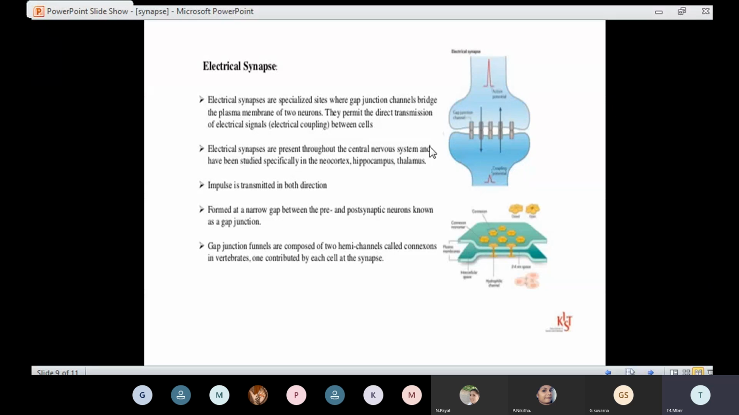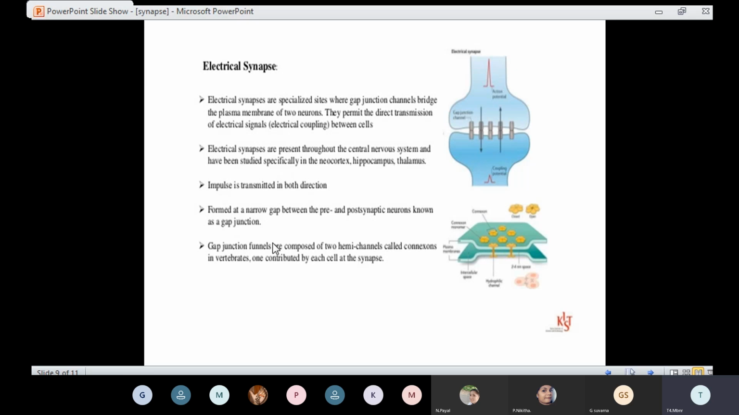In this type of synapse, the impulse is transmitted in both directions, from here to here and from here to here. See here, arrow marks are kept in two directions, and a narrow gap is formed between the pre and post synaptic neurons. This gap is called the junction or synaptic cleft. Here this is the pre neuron, this is the post neuron.